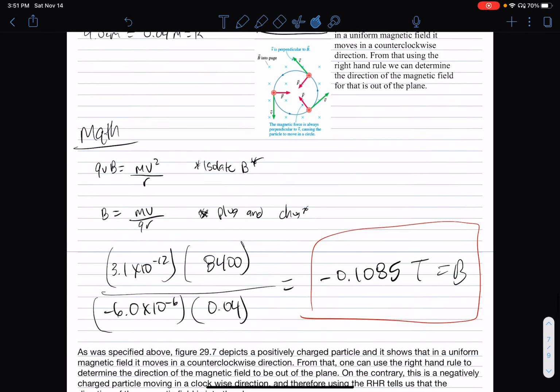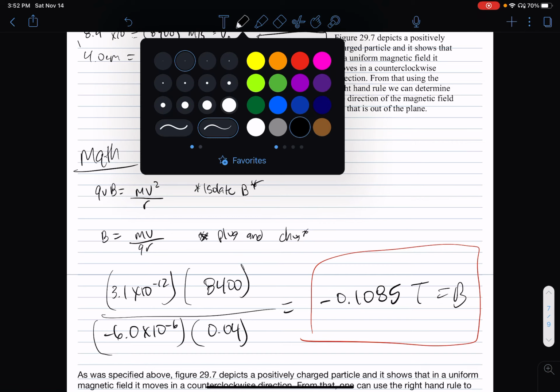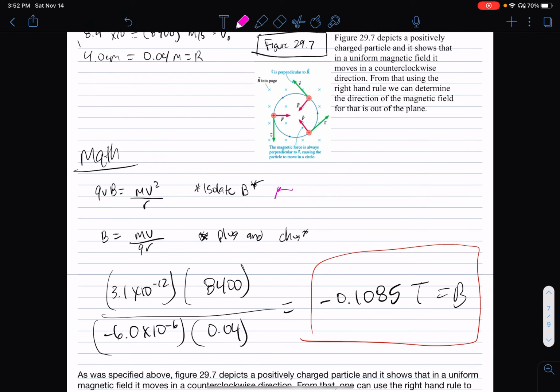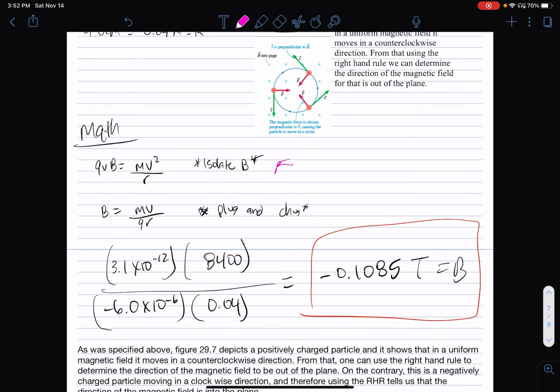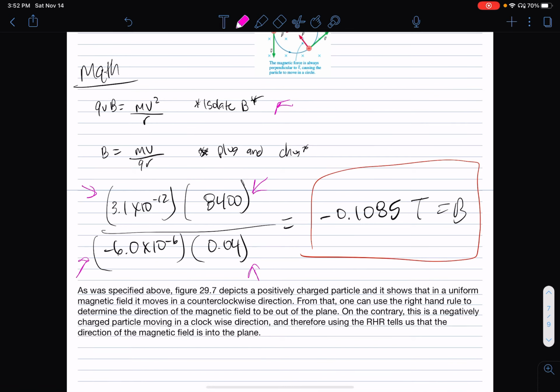So for the actual math of this, as I said, I used equation 29.19 in chapter 29.7, and I went ahead and isolated B, as you can see here. Once I did that, I found that B is equal to MV over QR. So since we have all these values, which is a simple plug and chug, I plugged in the mass, the initial velocity, the radius, and the charge.